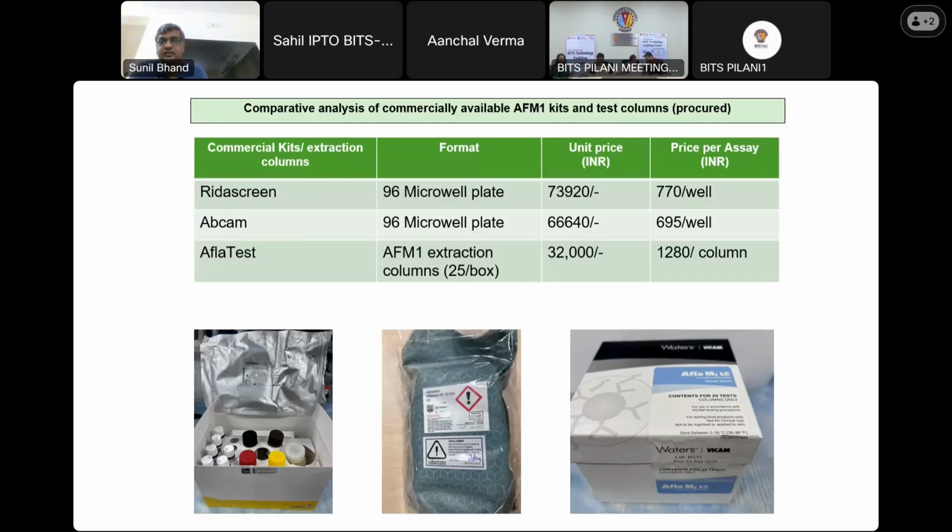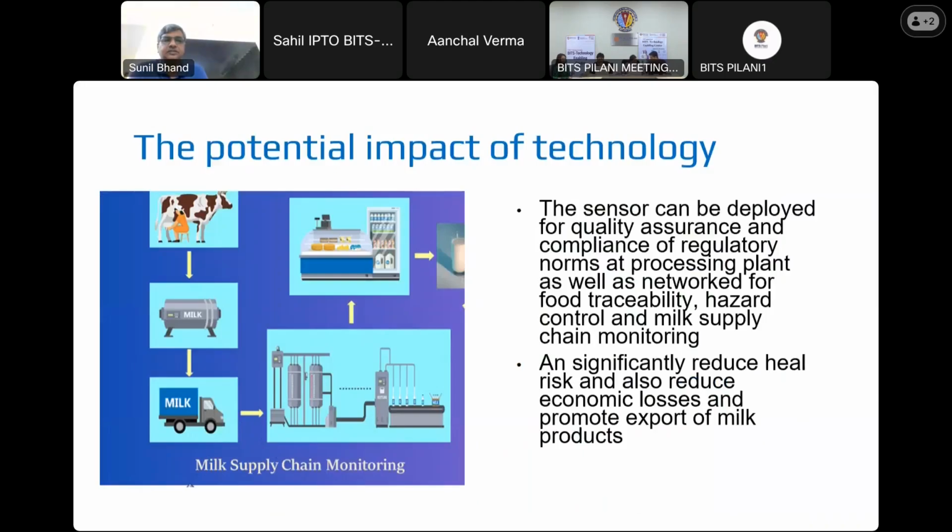Fine. So that's the technological impact we envisage: that it can be deployed for quality assurance and compliance of regulatory norms at milk processing plants, and the sensor can be networked for food traceability across a set of dairies, a set of collection points, or any part of the supply chain. That's something which the government has also intended to adopt if we demonstrate successfully.